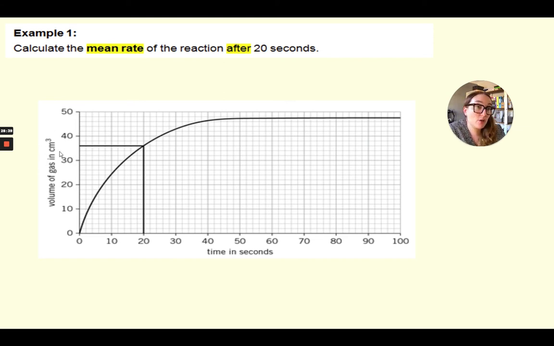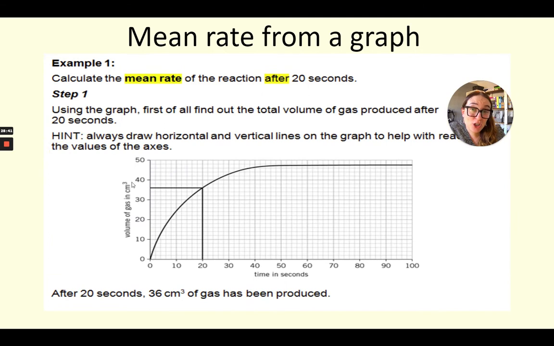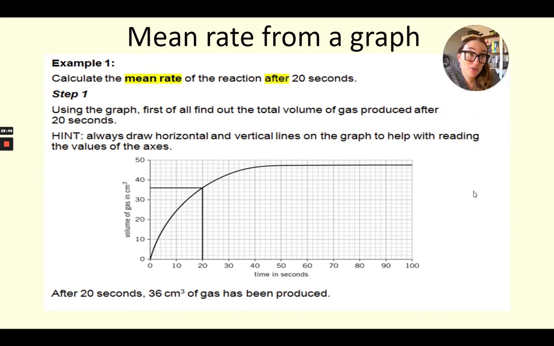So that's the first thing you do. Now, in an exam, you're going to want to draw those lines on, okay? Because drawing those lines on shows the examiner that you at least know what you're doing. And actually, in the mark scheme, they say to us as markers, give them a mark if they've drawn those lines correctly, even if they haven't written it properly in the working out section. So what you've done there is you've said, right, after 20 seconds, 36 centimetres cubed of gas have been produced.